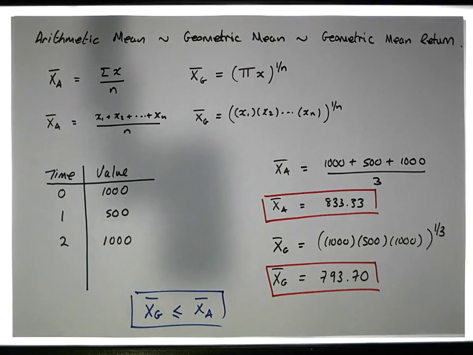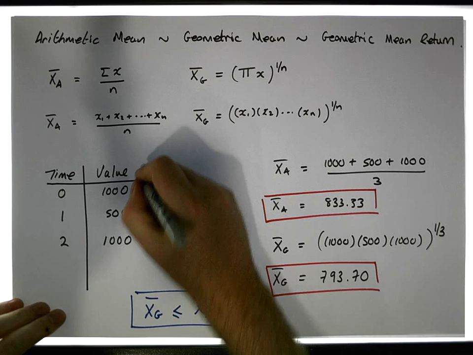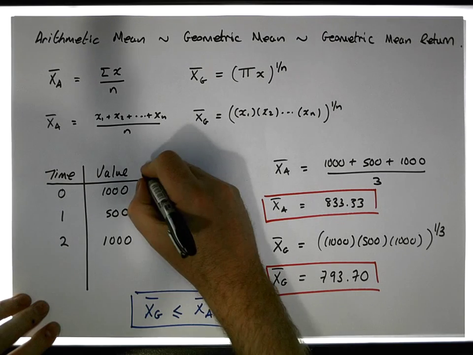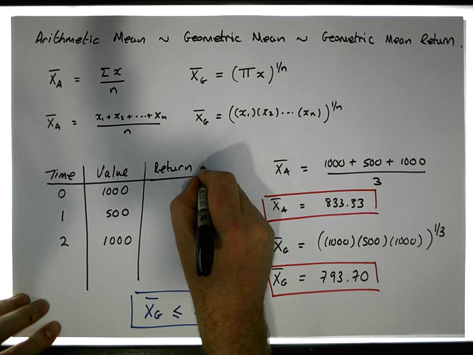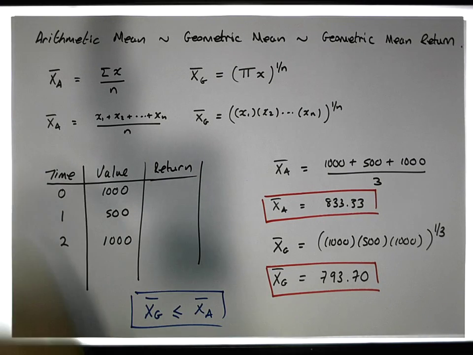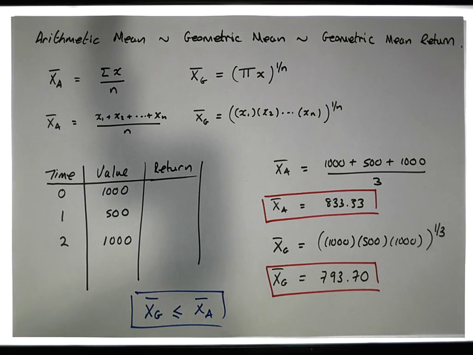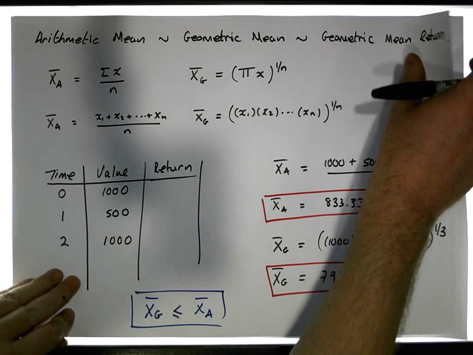But let's say we look at something else. Let's say we look at this particular example here, and let's say we look at the return that was achieved over these 2 time periods. Maybe what I'll do is I'll just fold this over here. We're just looking at the return.